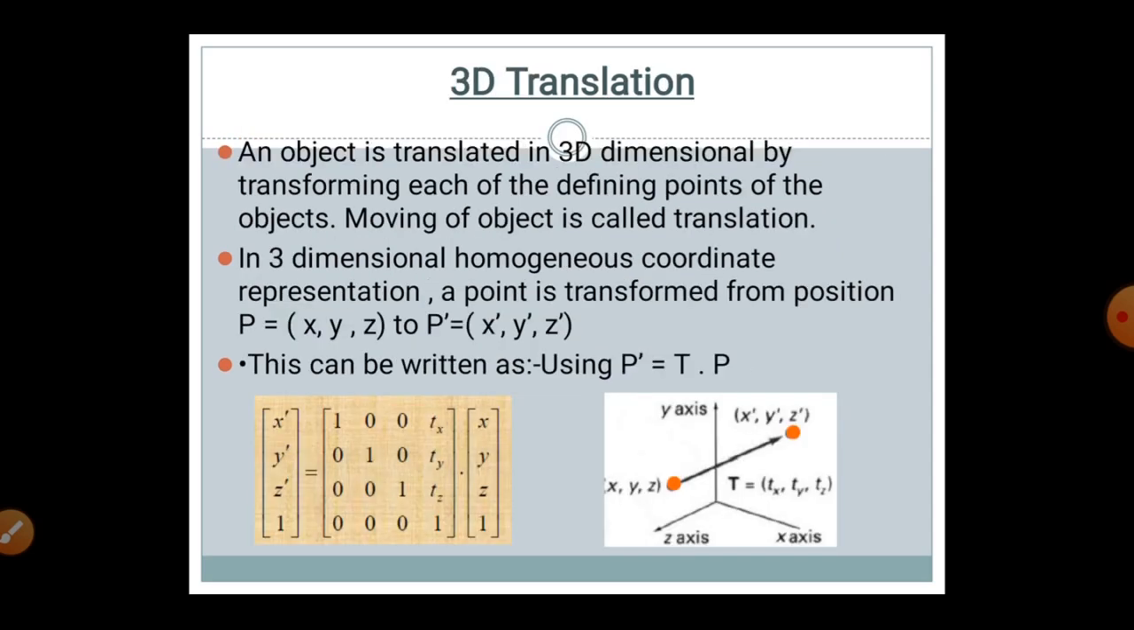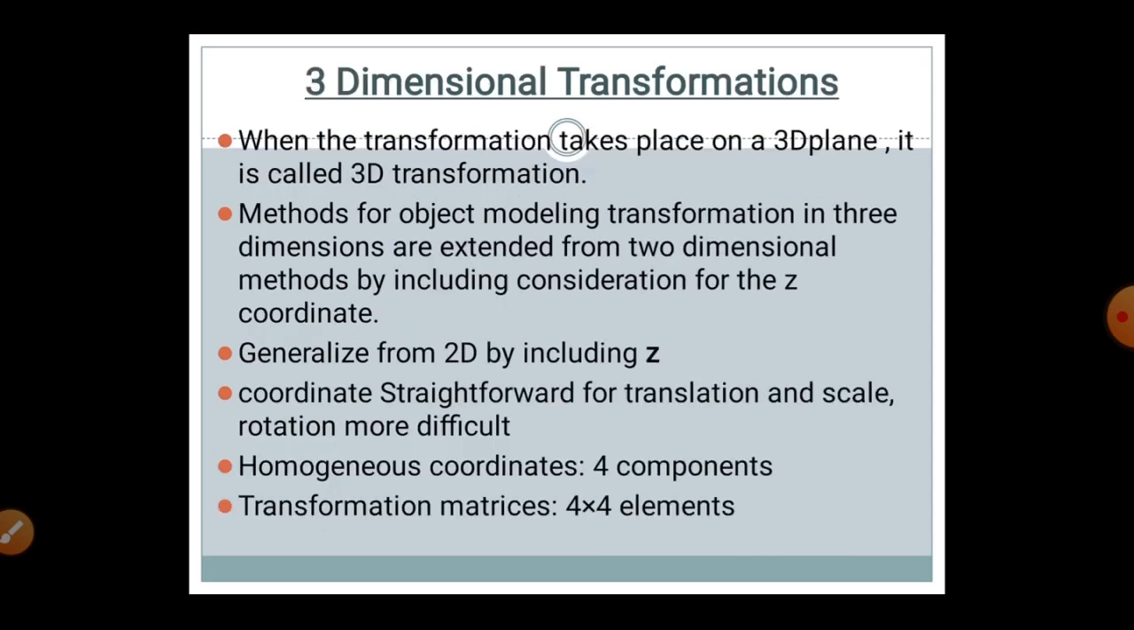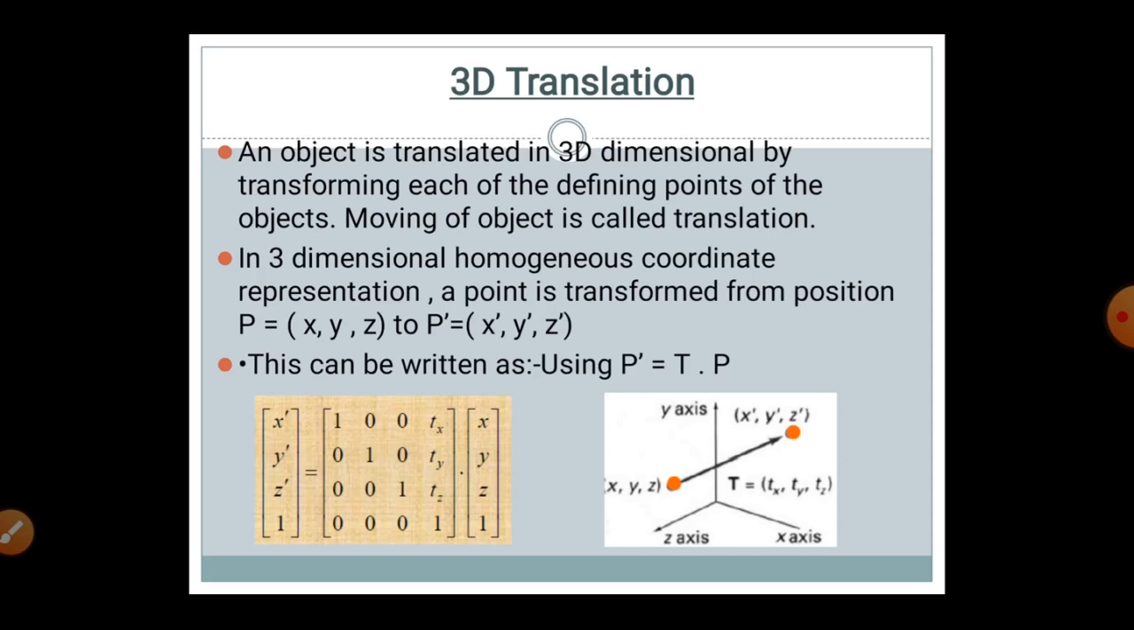The transformation matrix will be a 4x4 element matrix. Now we will see an example, that is 3D translation. In the previous slide we saw three-dimensional transformations. Now we will go with a particular example, that is 3D translation.